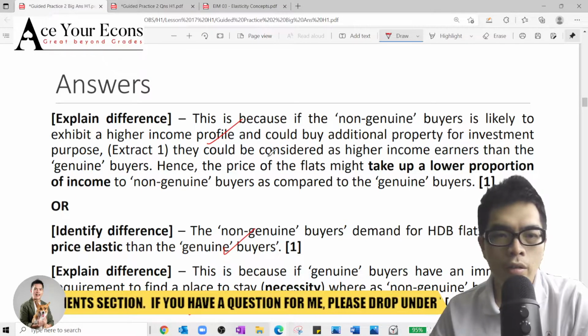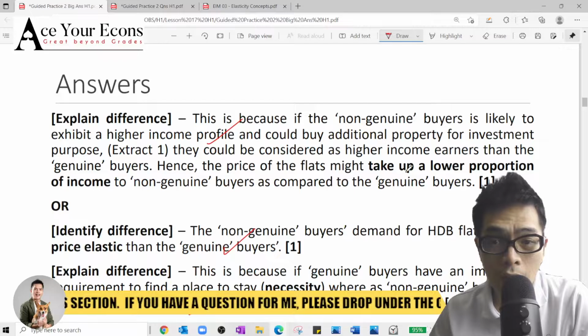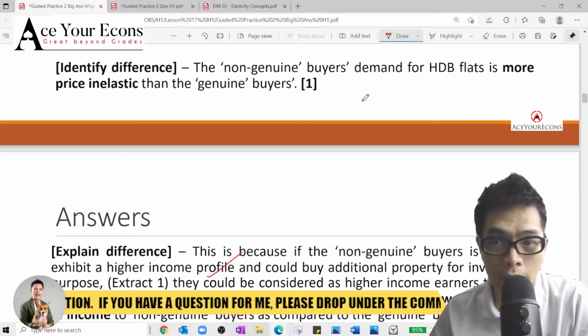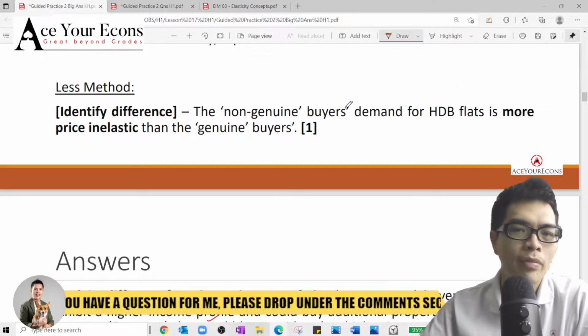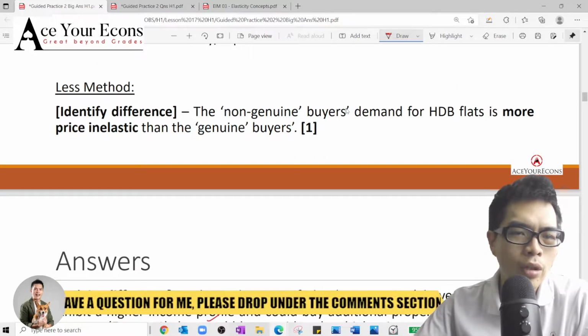Okay, so wait, give me a second. Non-genuine buyers will be more price inelastic. I'm so sorry. Okay, so there's another way to illustrate this.